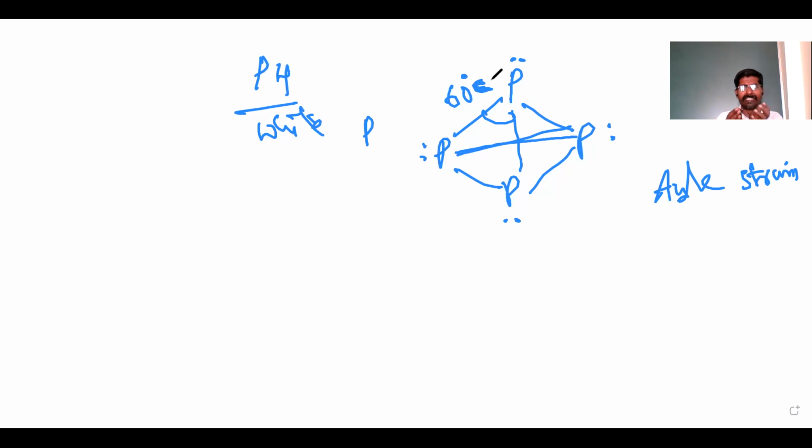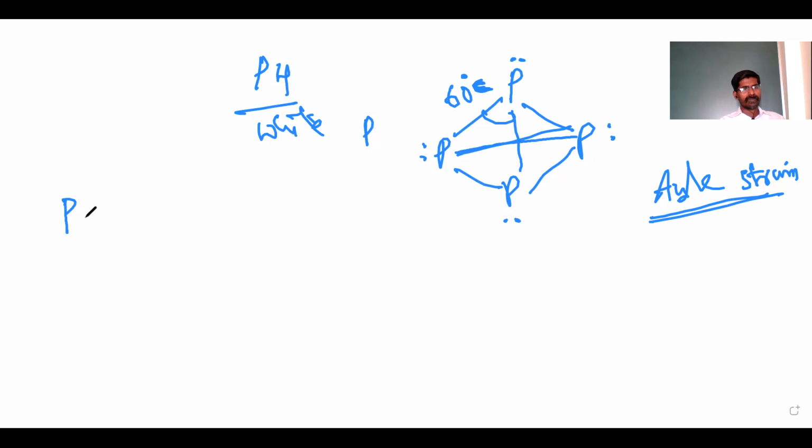It is suffering with angle strain. Due to the angle strain, it is really very less stable. That's why it is more reactive in nature. So now, the phosphorus element is white phosphorus.